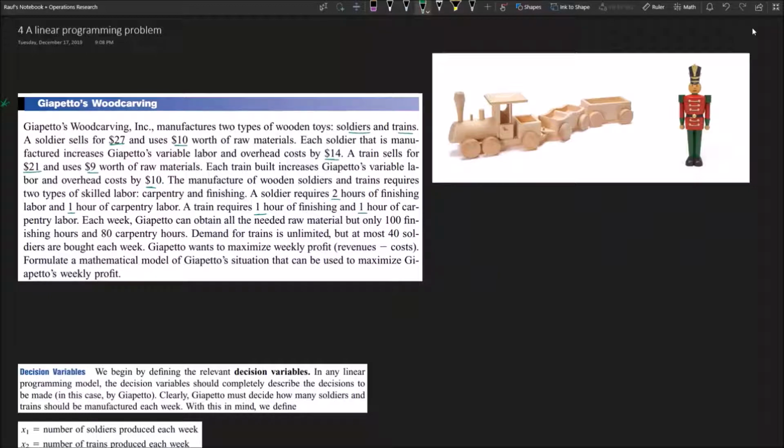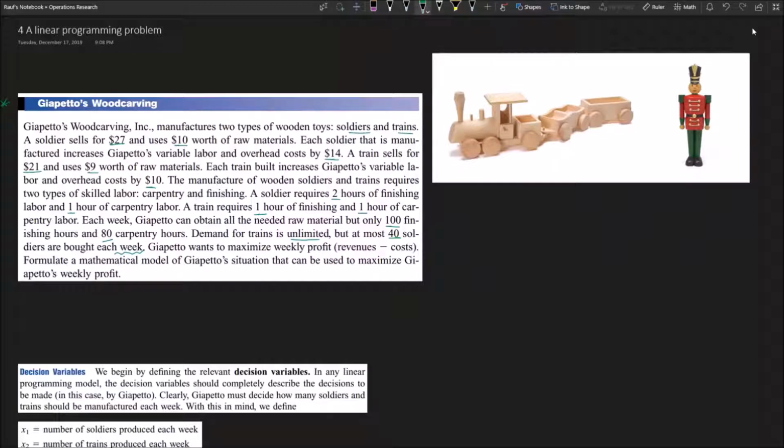Each week, this company can obtain all the needed raw material, but only 100 finishing hours and 80 carpentry hours. The demand for trains is unlimited, and the demand for soldiers is only 40 soldiers a week, as we can see in here. The company needs to maximize the weekly profit, which is the revenue minus the cost.